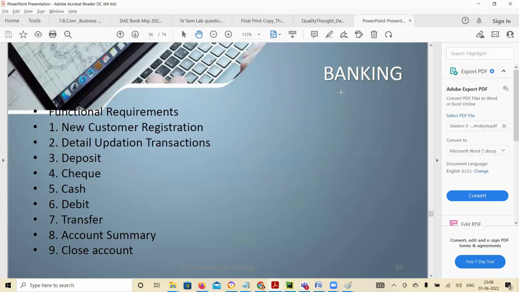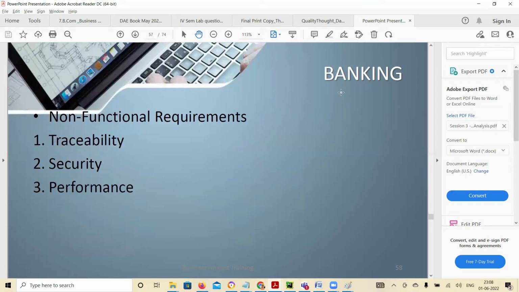So this is about banking. Everybody says yes. Shall we move ahead? Okay. So this is what I want. This is how I want you to write and create the non-functional requirement.